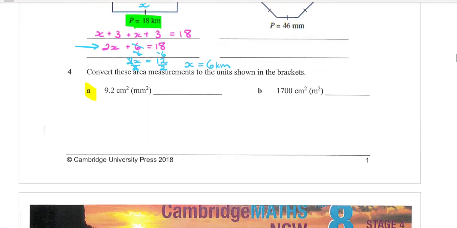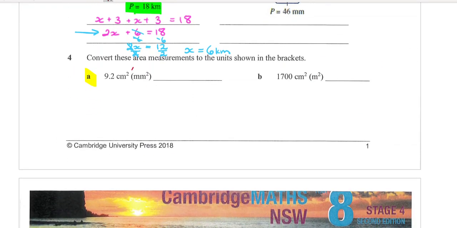Okay, so let's write that next to it. So we'll go times 10 squared, which is also 100. So that is the same thing if you prefer that. And 9.2 times 10 squared is 920 millimeters squared.